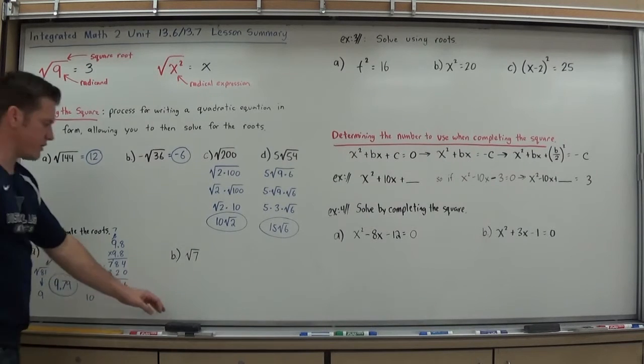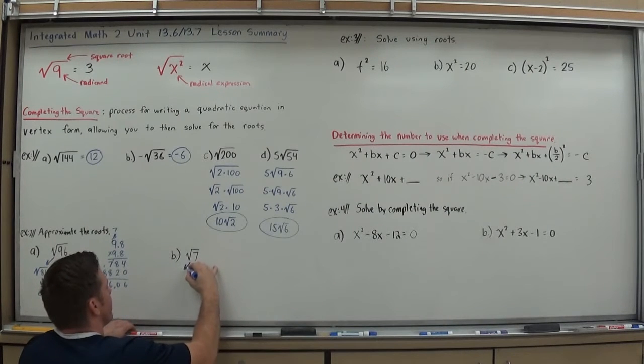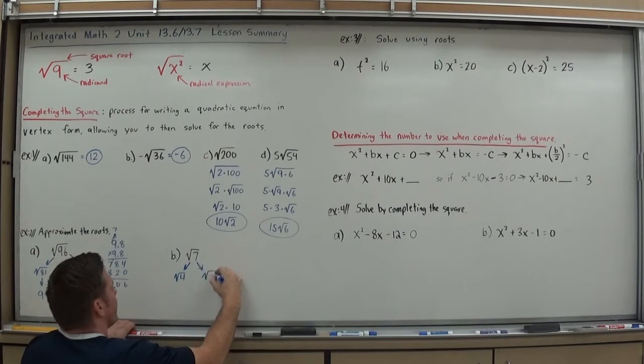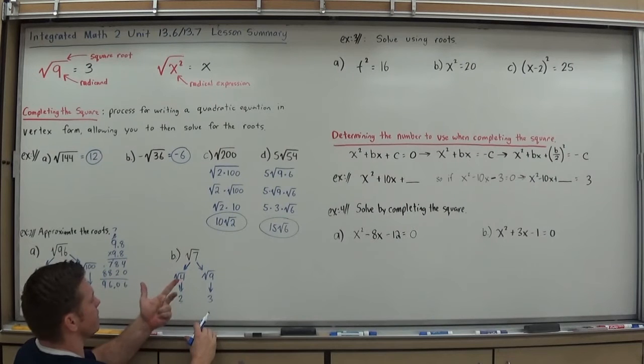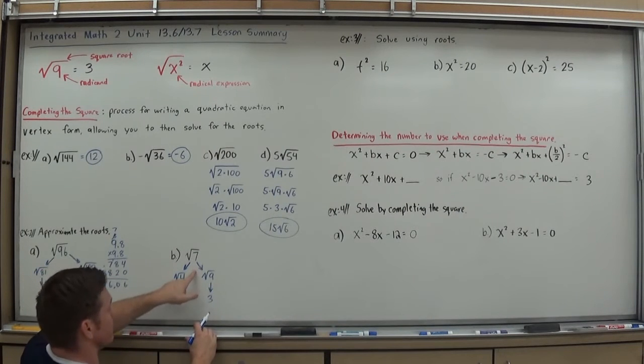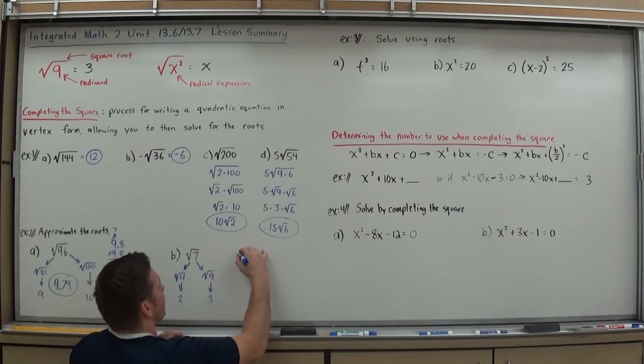Okay, same type of process for root 7. What are the closest roots to root 7 that I can actually do? Well, I can do root 4, or I can do root 9. Root 4 is 2. Root 9 is 3. And 7, 5, 6, 7, 8, 9, 7 is literally smack dab in the middle of that. So I want to try something like 2.5 first, because 7 is right in the middle there, range-wise.